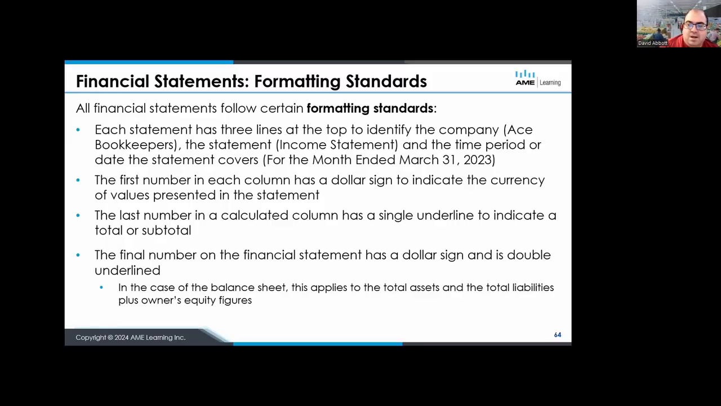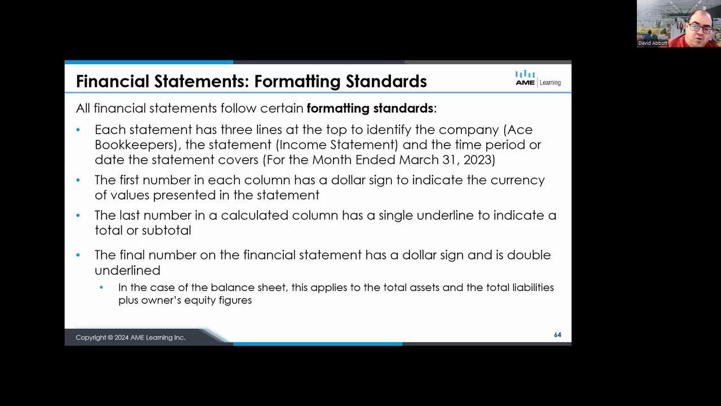Each statement is going to have 3 lines at the top that are going to identify the name of the company, and again, in this case, we're going to use ACE bookkeepers, and the statement, depending on what it is, the balance sheet, income statement, whatever. But in this case, we'll look at the income statement and the time period that the statement covers. In this example, it would be for the month ending on March the 31st of 2023.